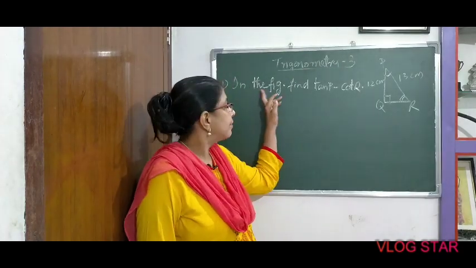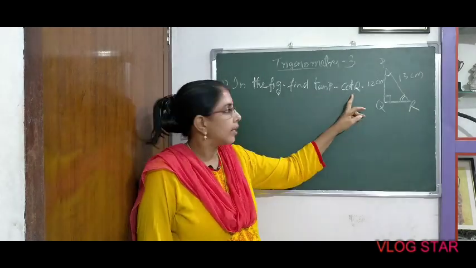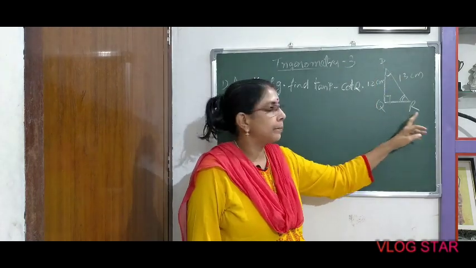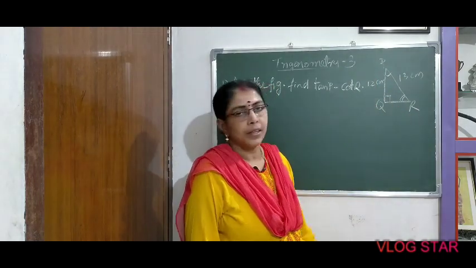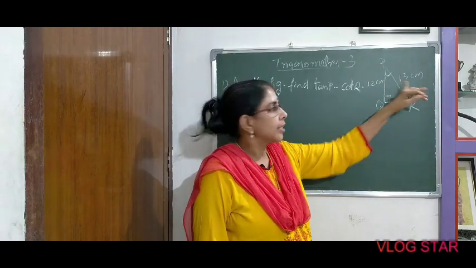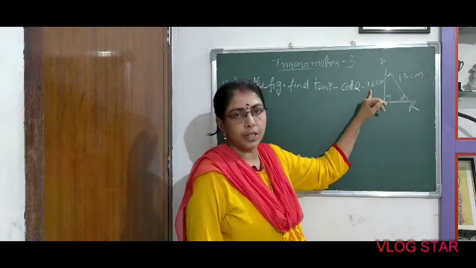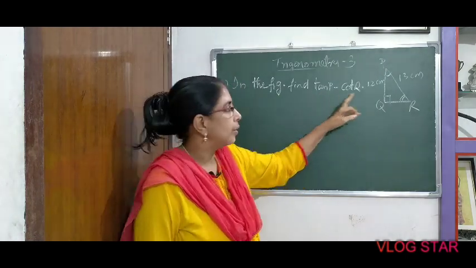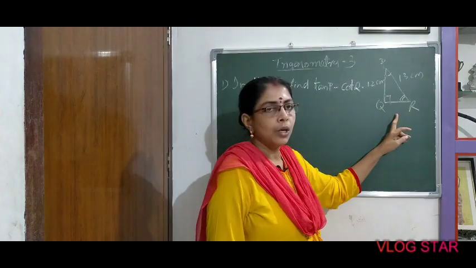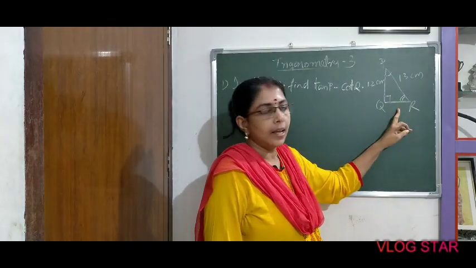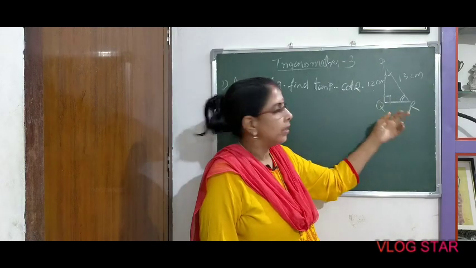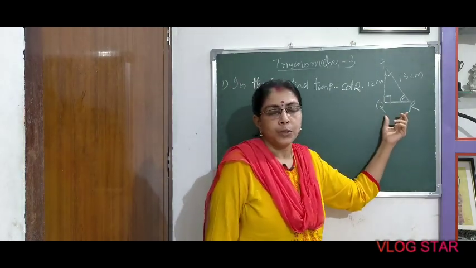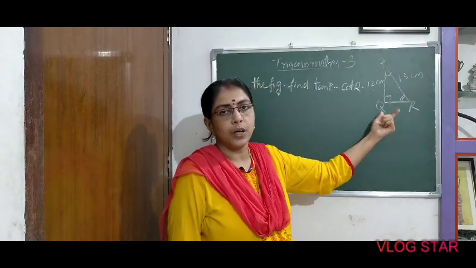That is, in the given figure, find tan P minus cot R. Given is the figure, right triangle PQR, right angled at Q, and given PR is equal to 13 centimeter and PQ is equal to 12 centimeter. First we have to find out tan P. According to this acute angle, tan P is equal to opposite side of angle P upon adjacent side of angle P. Here the opposite side is not given, that we have to find out first. Using Pythagoras theorem, we have to find QR first.